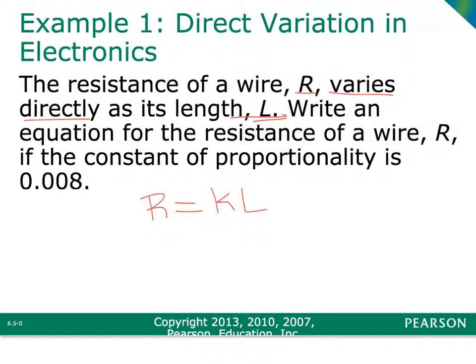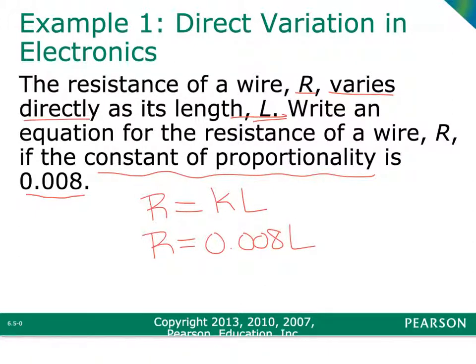Now, in this problem, they told us the constant of proportionality. They said the constant of proportionality was 0.008, so we can fill in our k value with 0.008 L. And you have created a direct variation equation. Usually they'll have you do more with the equation after you've created it, but in this first example, all they wanted you to do was write the equation.